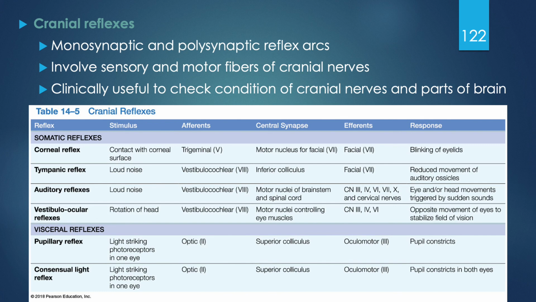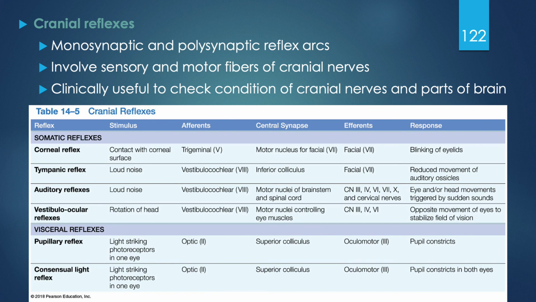So as you can see in table 14.5, we have a number of different cranial reflexes that will show you what exactly should happen if that specific reflex is working and what specific nerve that relates to. So let's start on the far right. You see blinking of eyelids. If you can blink your eyes, if something touches your cornea, that's your corneal reflex. And so we know then the trigeminal and facial nerves are working properly.